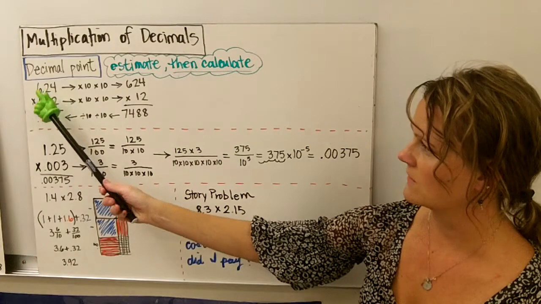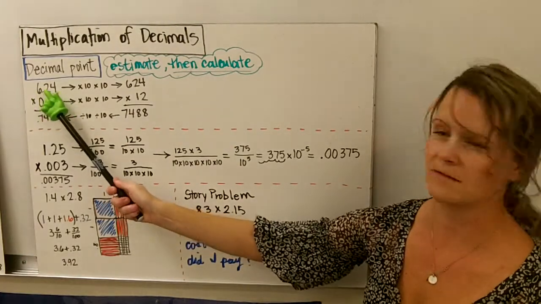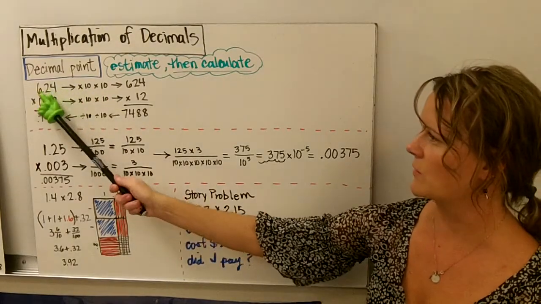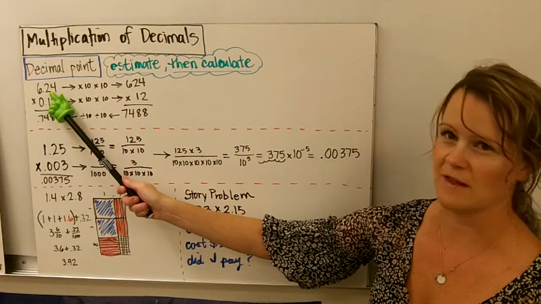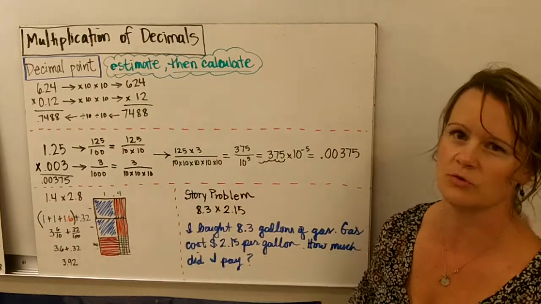But what I've done here is to basically think about multiplying without my decimal point. I'm multiplying 6 and 24/100 by 10 twice, or in other words, by 100. And that removes my decimal point, because I multiply by 10, moves the decimal point to here, multiply by 10, moves the decimal point to here. So now I'm multiplying 624.